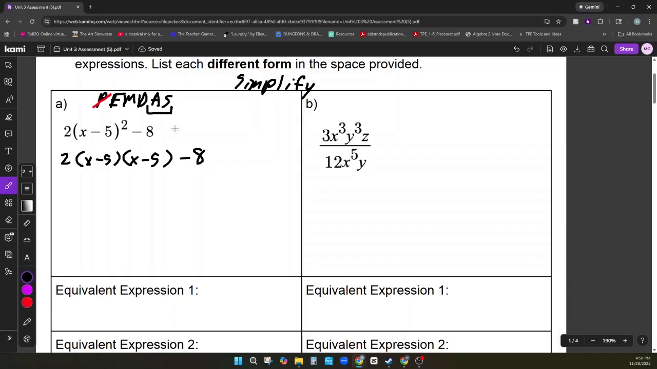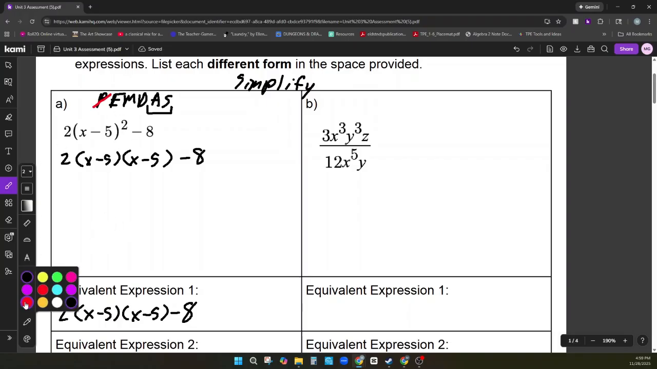As I said previously in this course, this is an Algebra 2 level course, so we are expecting Algebra 2 level work. And generally speaking, merely adding and subtracting two different terms doesn't rise to the level of creating a new equivalent expression in Algebra 2. With that being said, this absolutely does. This form is different from this form, so I'm going to count that as my first equivalent expression. So that's going to be 2(x minus 5)(x minus 5) minus 8.